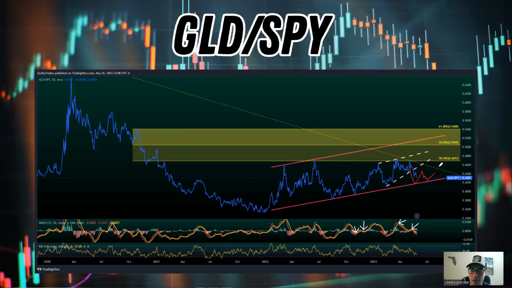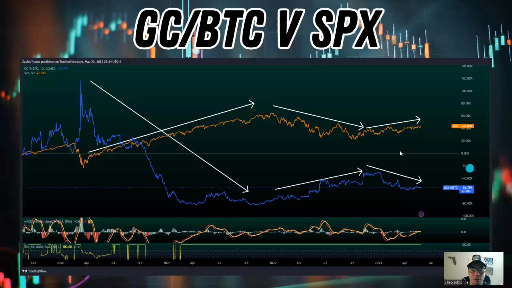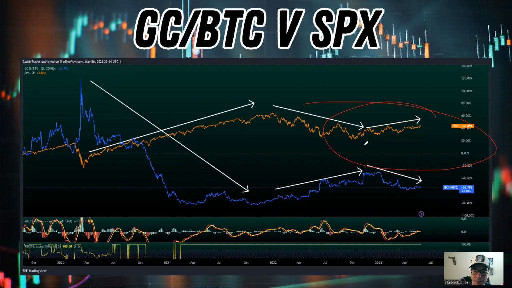If we do continue heading lower and come back up and try to break through this 38.2% retracement on the GLD SPY ratio, this is gold futures / Bitcoin, okay, that ratio versus the SPX. And we can see that these two also trade divergent of each other. When you see the gold futures Bitcoin ratio going down, you see the S&P 500 going up. Right. And when you see the S&P 500 going down, you see the gold futures Bitcoin ratio chart going up. And right now, this chart is going down, and we're seeing the S&P 500 going up. So a lot of signs to me are saying that we need to see the S&P 500 pull back to see gold go up. Okay.